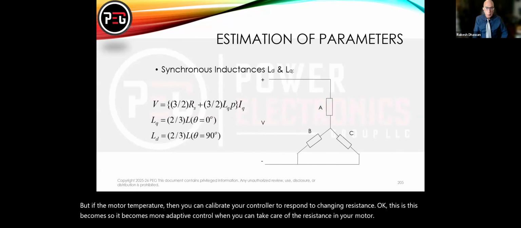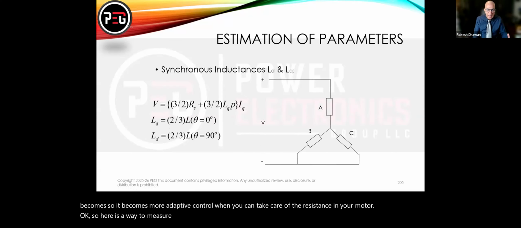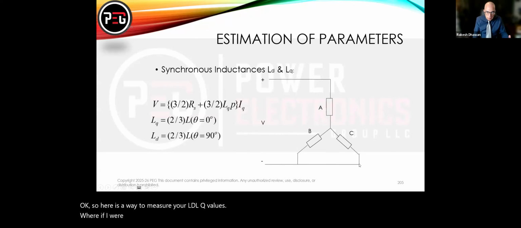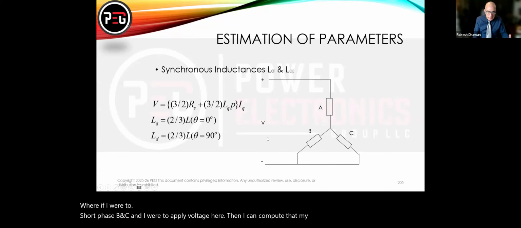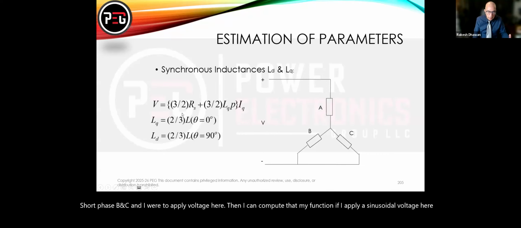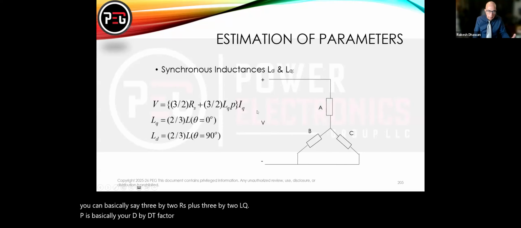Okay, so here is a way to measure your LD, LQ values, where if I were to short phase B and C, and I were to apply a sinusoidal voltage here, then I can compute that my function basically says 3/2 RS plus 3/2 LQ p, where p is basically your d by dt factor, times IQ. Okay, and LQ basically comes out to be 2/3 of the measured inductance at theta equal to 0 degrees, right?